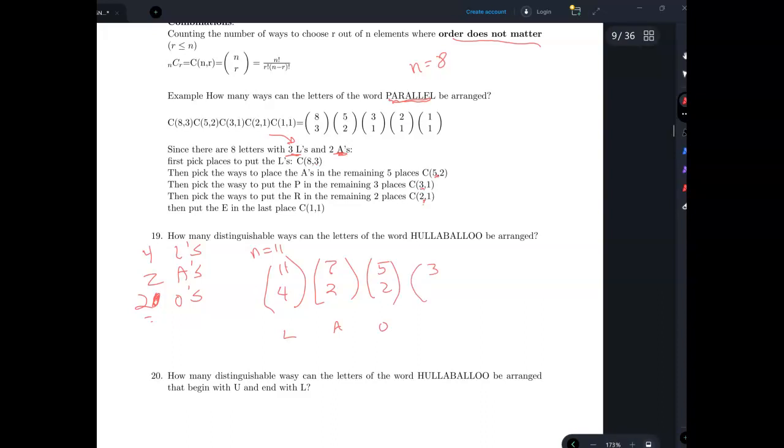And from this, I'm going to pick where the B goes, then I subtract and pick out where the U goes. And then 1, choose 1, I'm going to pick out where the H goes.